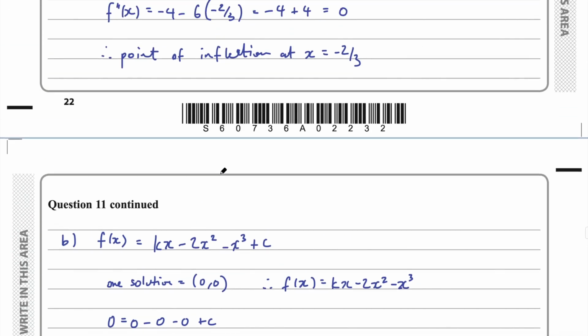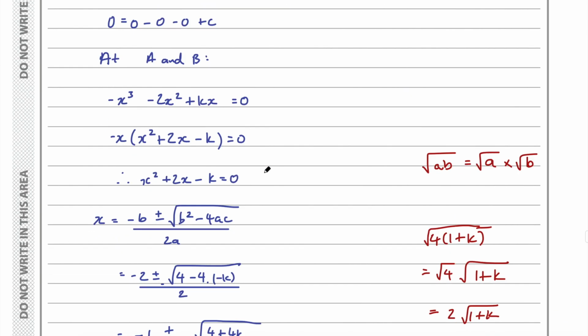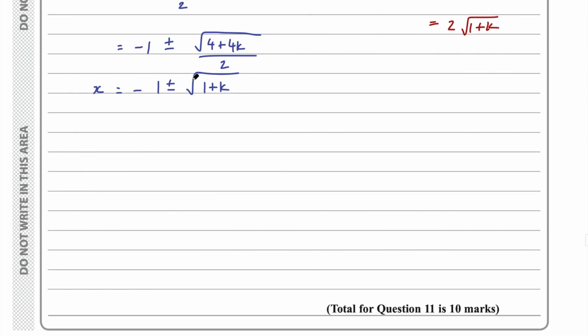And again, just to reiterate, I know that the distance between those terms needs to be 4 root 2. So what I could do is take these two solutions, the positive and the negative one, find the difference between them, set that equal to 4 root 2, and see if I can come up with some value of k. So let's say, therefore, negative 1 plus the square root of 1 plus k, take negative 1 take the square root of 1 plus k. That difference needs to equal 4 root 2. So let's see if we can simplify this somehow.